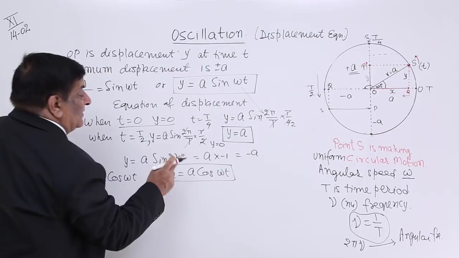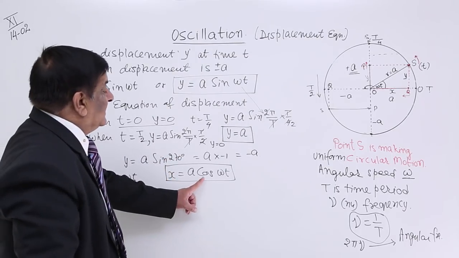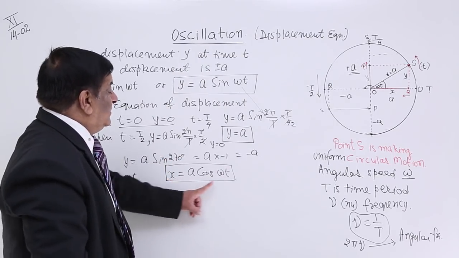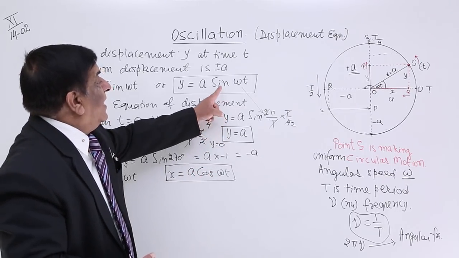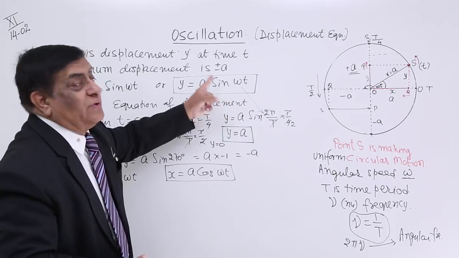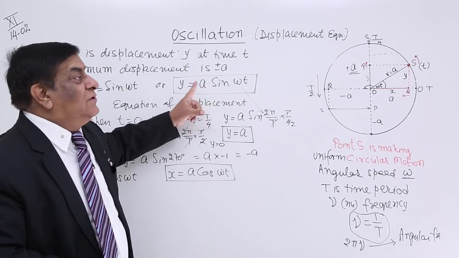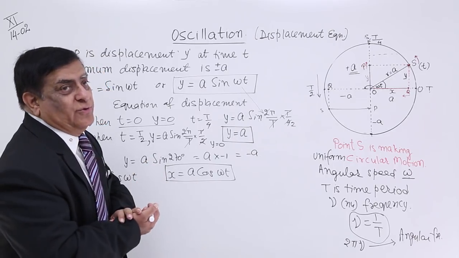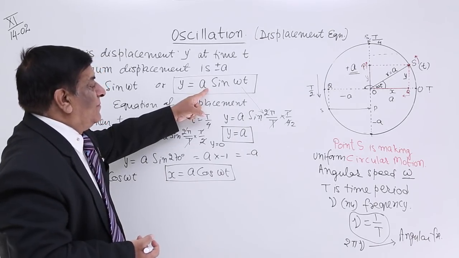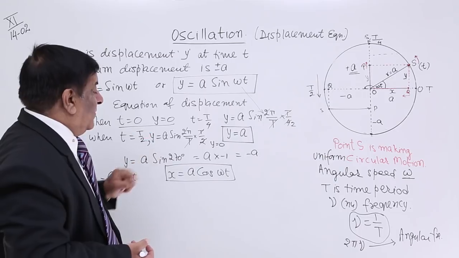Now cos omega t, we have also understood that it's a harmonic function. So this is also a simple harmonic motion. This is a harmonic function. So this is also a simple harmonic motion. So the motion of P and the motion of Q both are simple harmonic motion. This is the equation of simple harmonic motion.